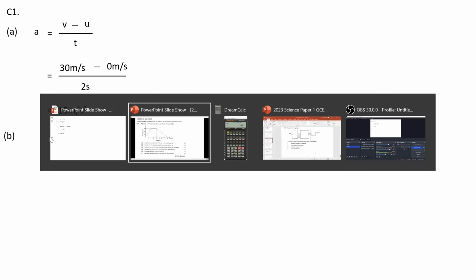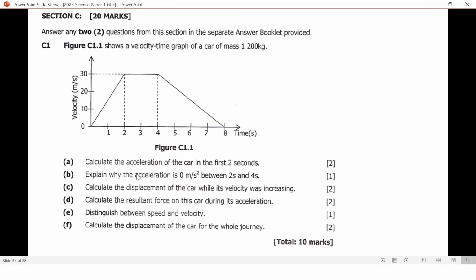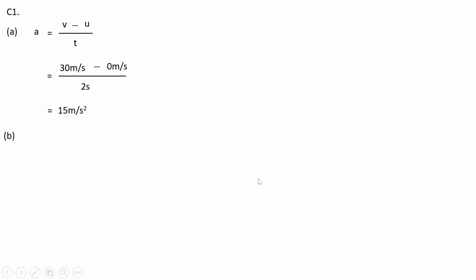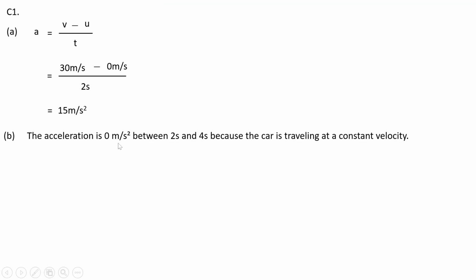Then we go to B. Here they're saying, explain why the acceleration is 0 meters per second squared between 2 seconds and 4 seconds. So you say the acceleration is 0 meters per second squared between 2 seconds and 4 seconds because the car is traveling at a constant velocity.